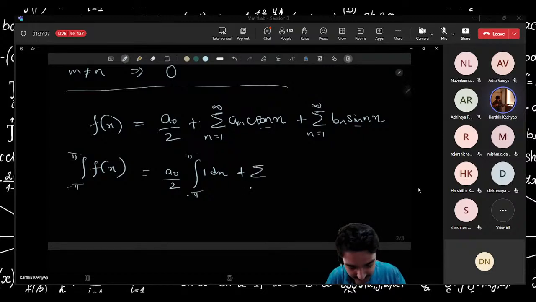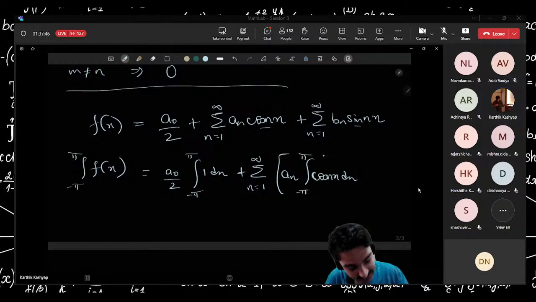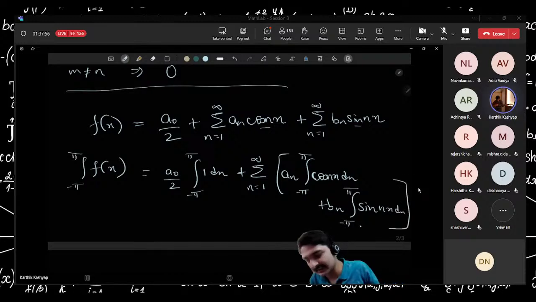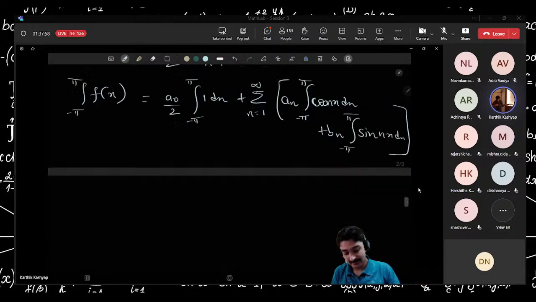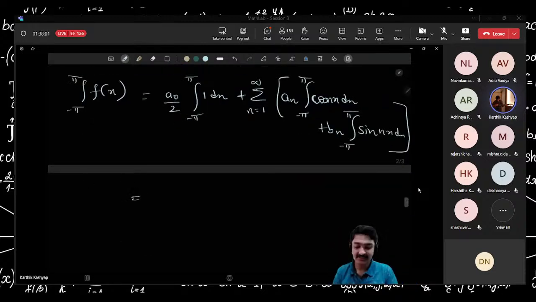So we can just write this as summation of n is equal to 1 to infinity of an integral cos nx dx from minus pi to pi plus bn integral sine nx dx from minus pi to pi. So this is what we get on just integrating from minus pi to pi. So let's write this. This we can just leave as it is. And then this integral 1 is 2 pi. So a0 by 2 times 2 pi plus this integral.